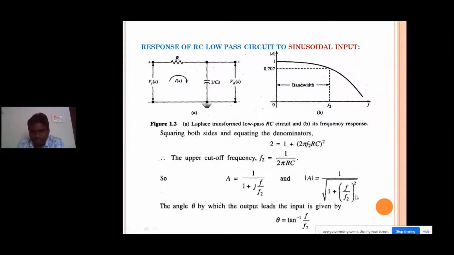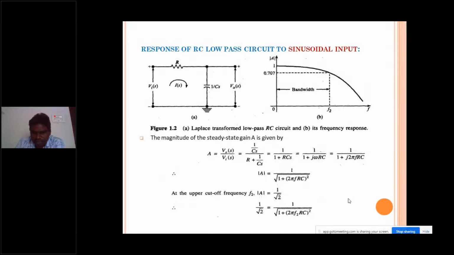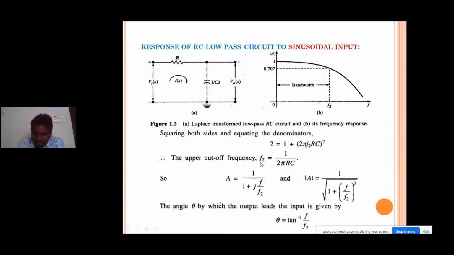Yes, you can see here. This is the formula. Magnitude of this will become, I can write it like this. If this f is equal to f2 in this equation, then what will happen? This magnitude will become 1 by root 2. So if it is 1 by root 2, then this 1 by root 2 is equal to this. Then if I simplify and solve this equation, you will get an upper cutoff frequency of 1 by 2 pi RC. So that is the upper cutoff frequency for the low pass circuit.